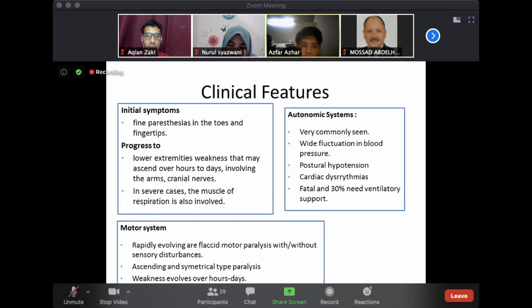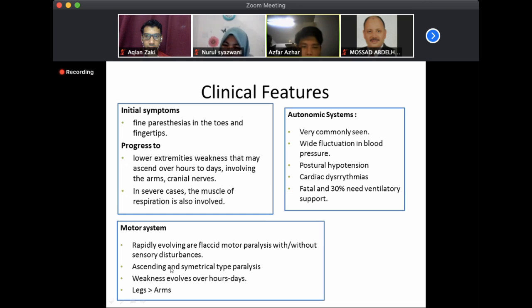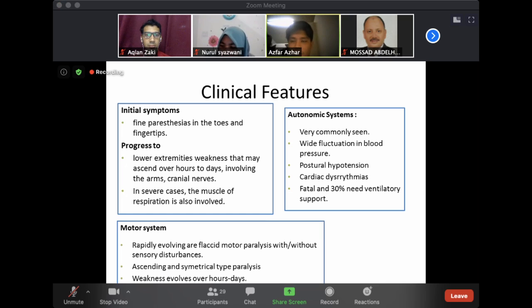And also the motor system: rapidly evolving flaccid motor paralysis with or without sensory disturbance, ascending and symmetrical type paralysis. Weakness evolves over hours to days. So the legs will be more involved compared to the arms. So basically for clinical features, you must remember the pathognomonic feature itself. It's an ascending disease, okay, from lower to upper.